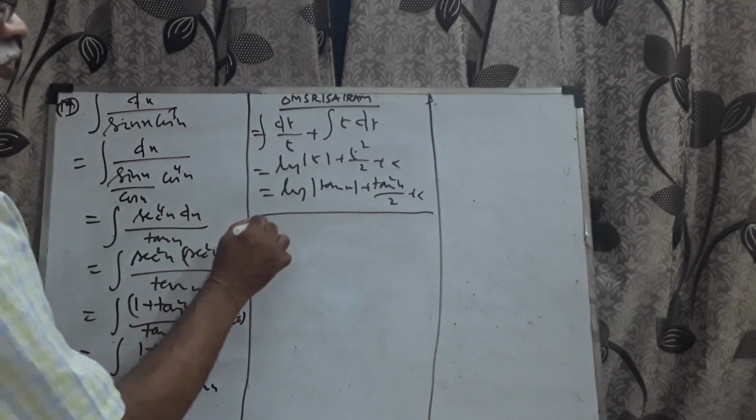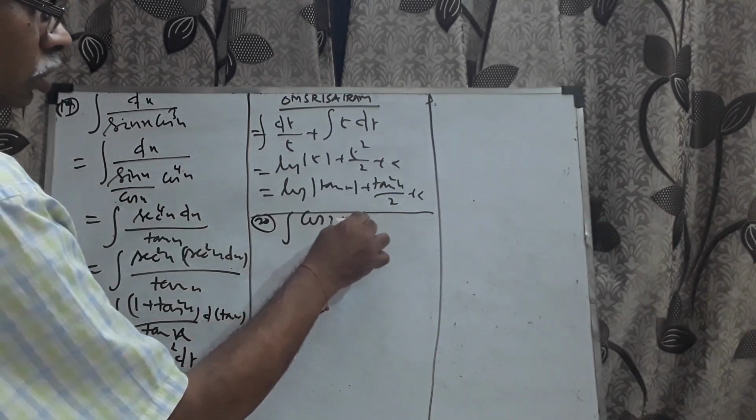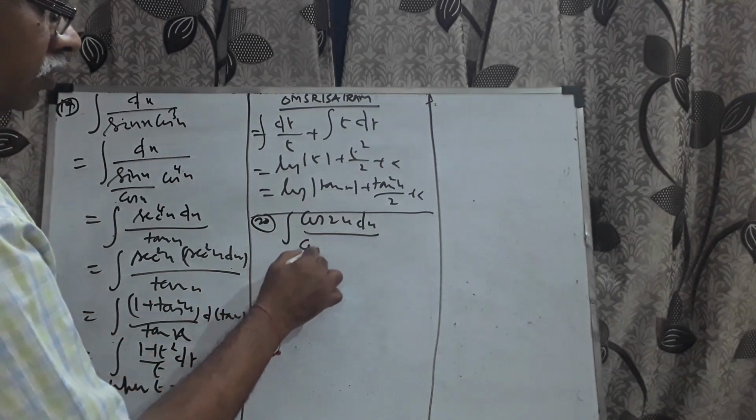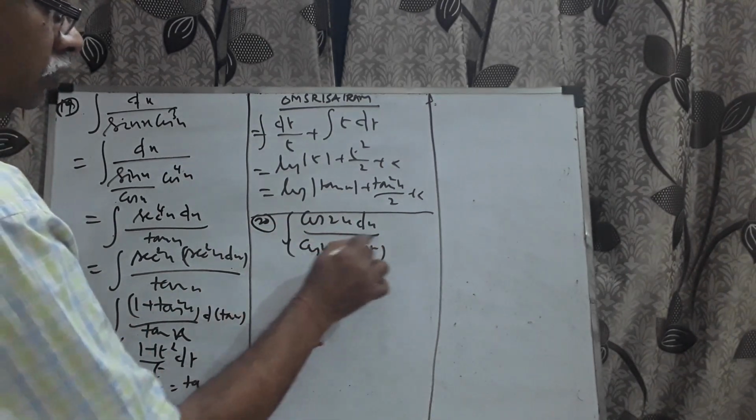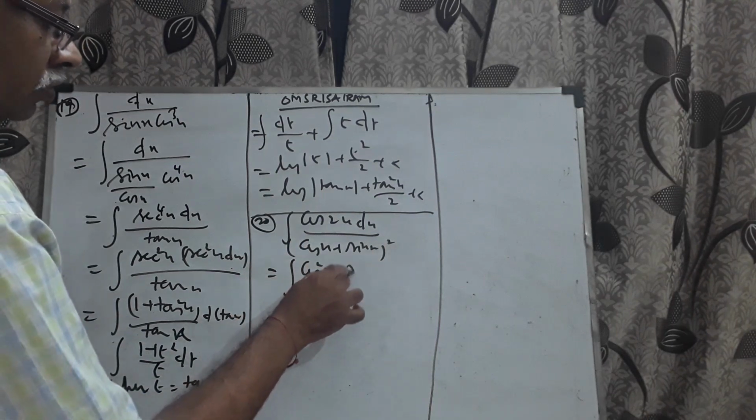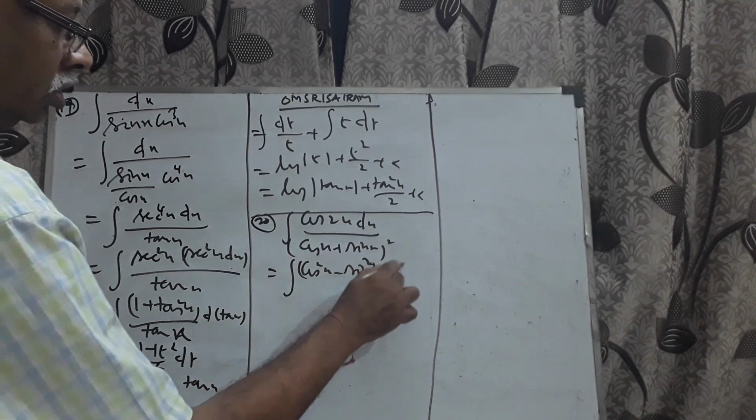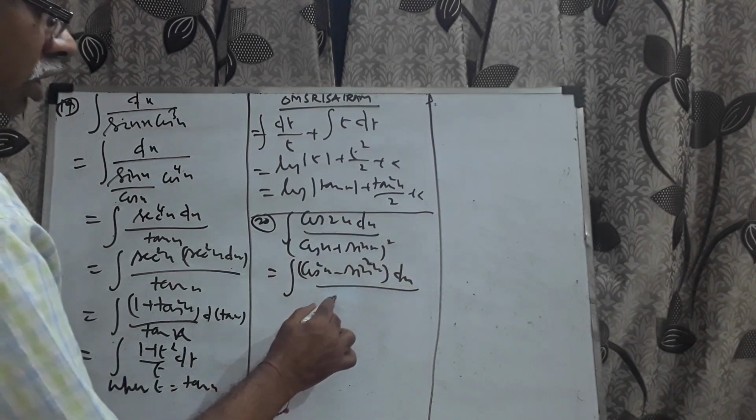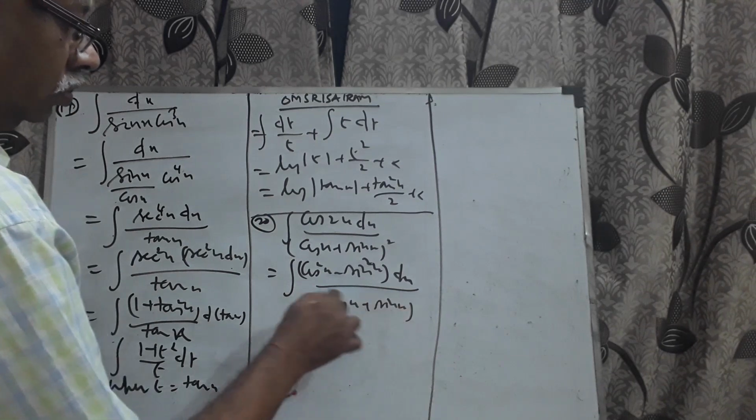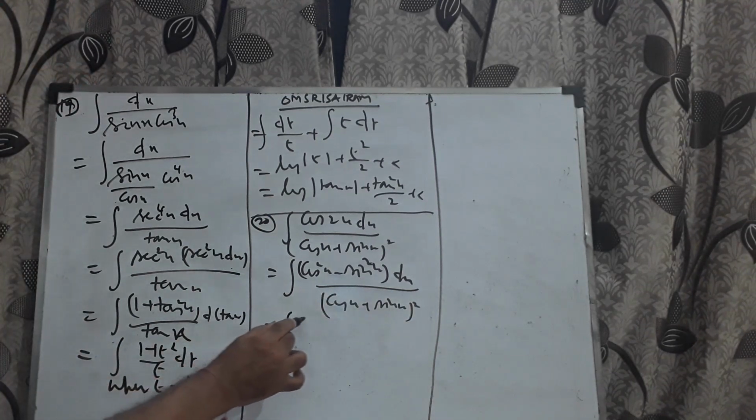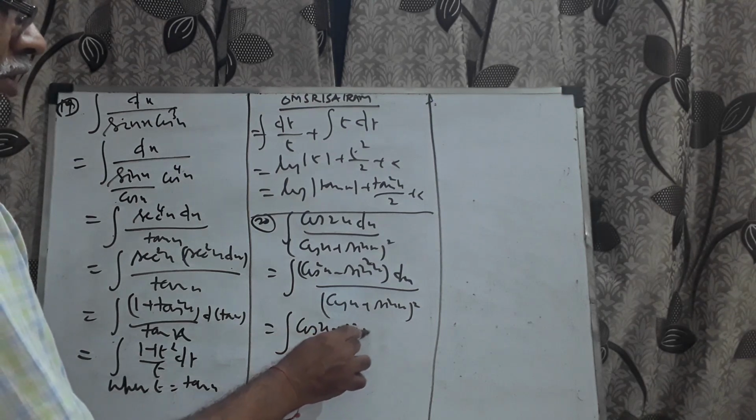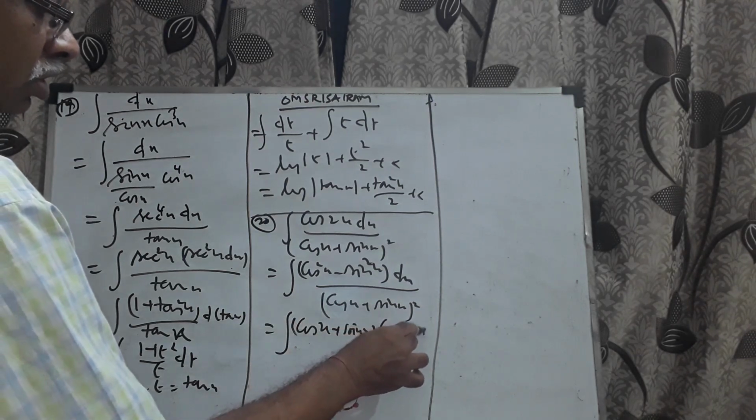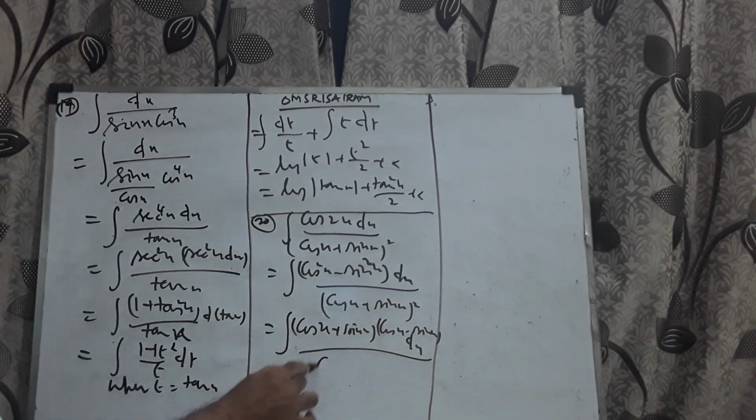The 20th problem goes like this: integral cos 2x dx by (cos x plus sin x) the whole square. This can be written as cos square x minus sin square x dx, using one of the formulae for cos 2a, by (cos x plus sin x) the whole square. Let me just use a plus b into a minus b in the numerator. (Cos x plus sin x) into (cos x minus sin x) dx by (cos x plus sin x) the whole square. One cos x plus sin x gets cancelled, but I should have a clear observation.